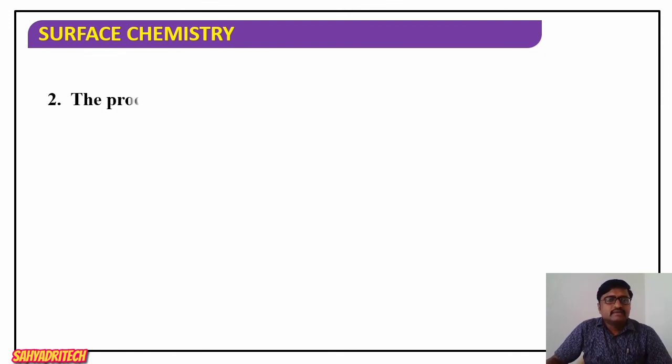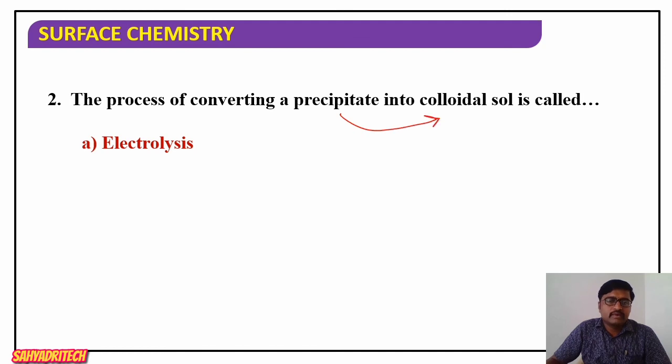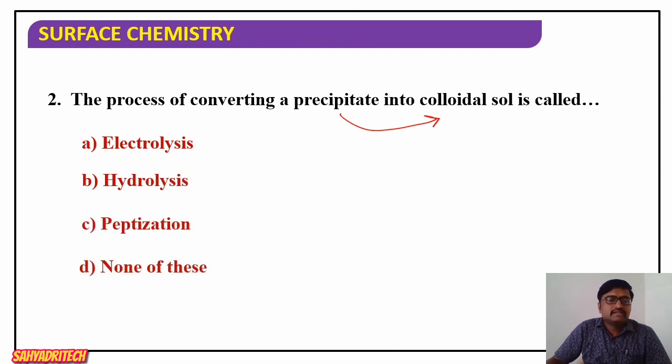Next, the process of converting a precipitate into a colloidal sol by adding a suitable electrolyte is called: first, electrolysis; second, hydrolysis; third, peptidization; and the fourth, none of these. What is that process called? The process is called peptidization, and the electrolyte added is called the peptizing agent. Please remember this.